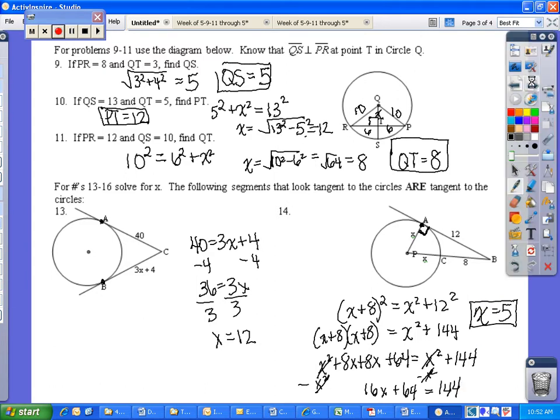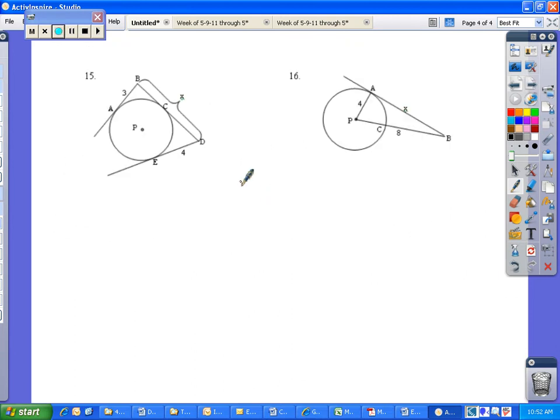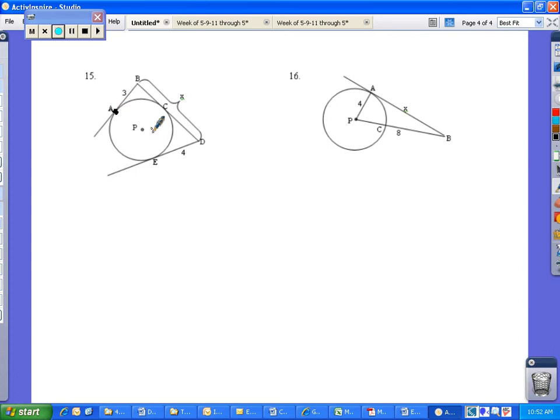All right, last two problems. All right, so A is tangent, E is tangent, and C is tangent. All of these are tangents. So what do you know about 4 and this segment? This segment and this segment are congruent, so this is 4. You also know that this is 3 and this is 3. So what is this whole segment? 3 plus 4, x equals 7.